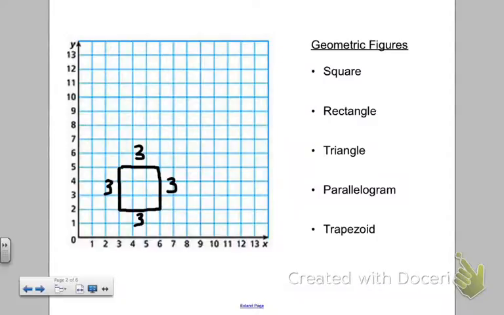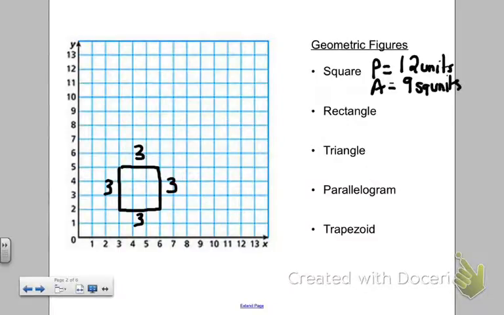It's very easy to find the perimeter of the square because all I have to do is add up all the sides. 3 plus 3 plus 3 plus 3. That's going to give me 12 units. Area, of course, I know I can just do base times, well, actually side times side, which would give me 9 square units.